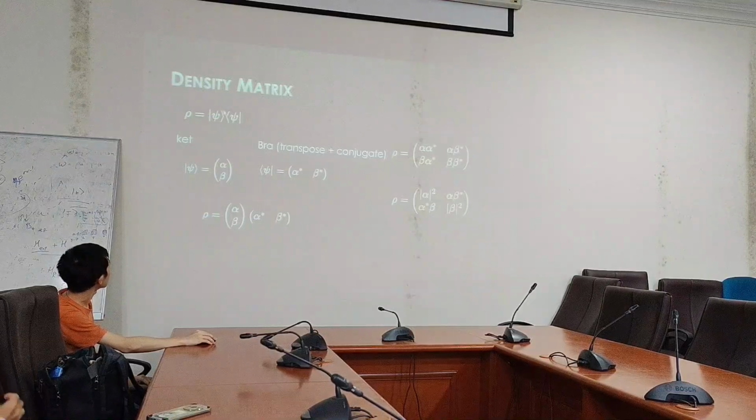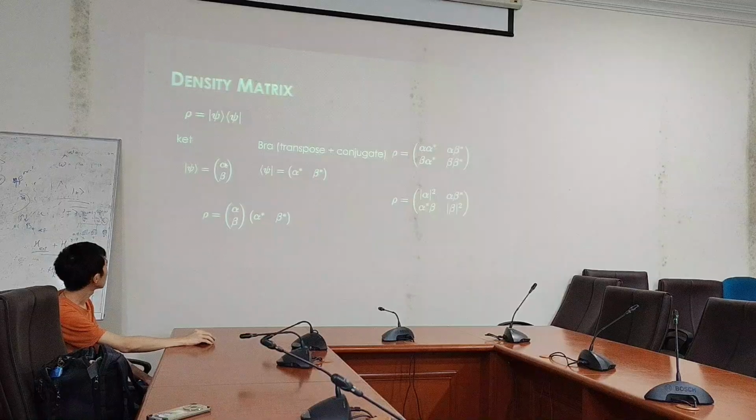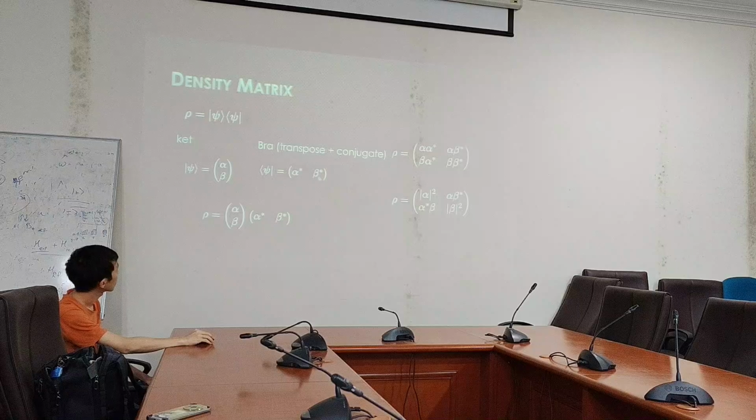This is the state just now, and this is the inverted one, which means this is ket and this is bra. The bra is the transpose plus the conjugate, which means this matrix we transpose and then take the conjugate. So this whole density matrix will look like this, and then simplify to this.